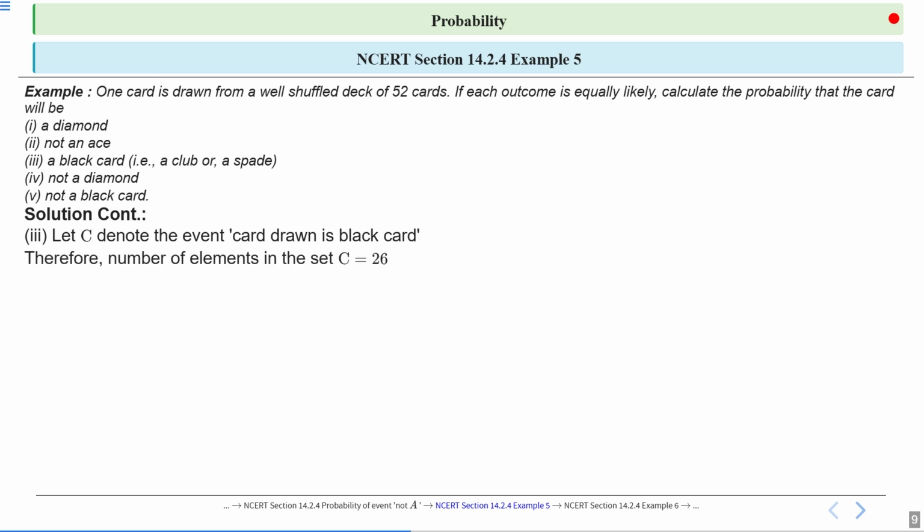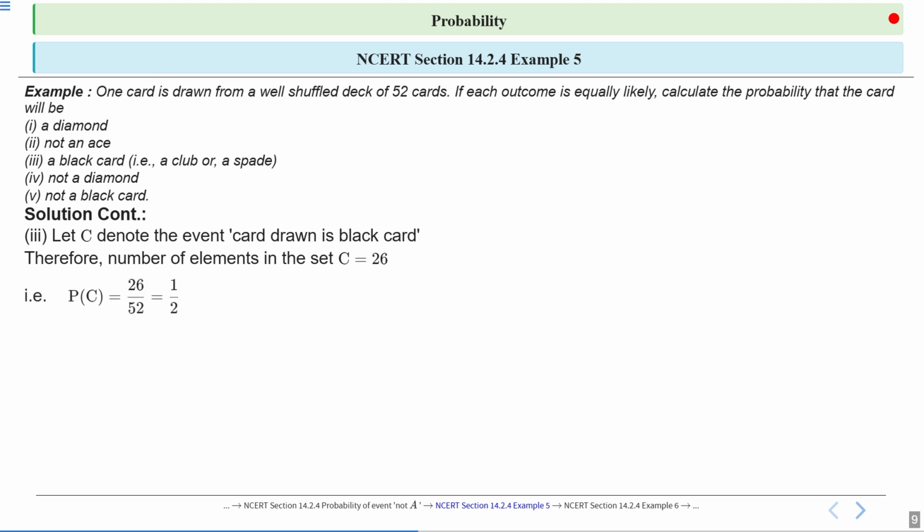So the number of elements in set C is equal to 26, because in a well shuffled deck of 52 cards, there are 26 black cards. Okay, so the number of elements in set C is nothing but 26.